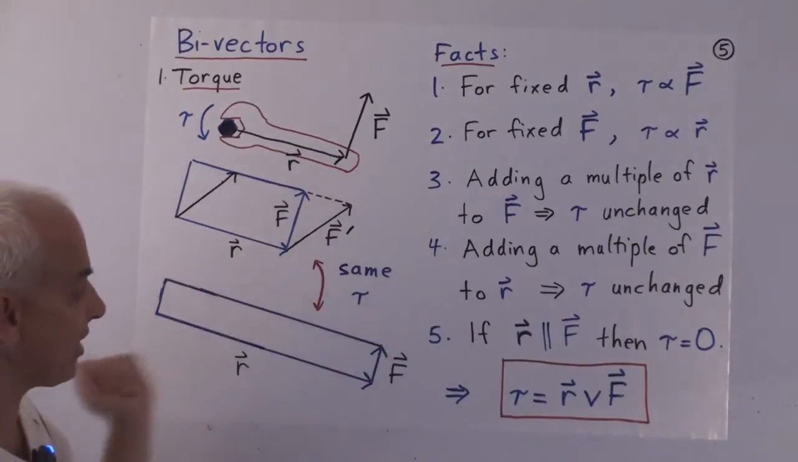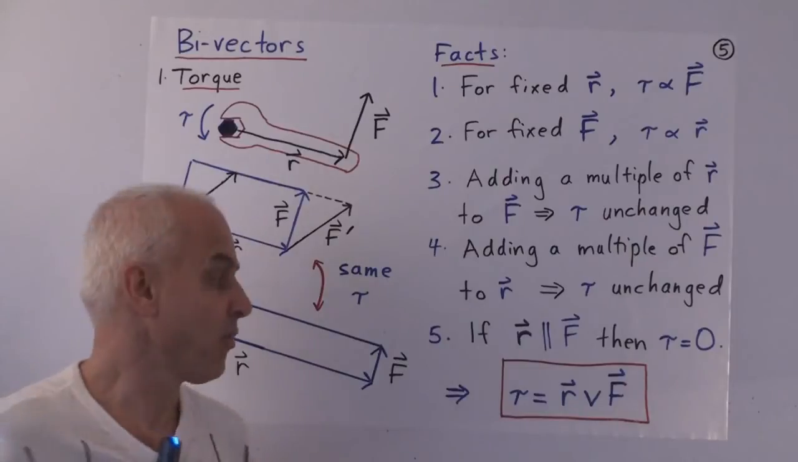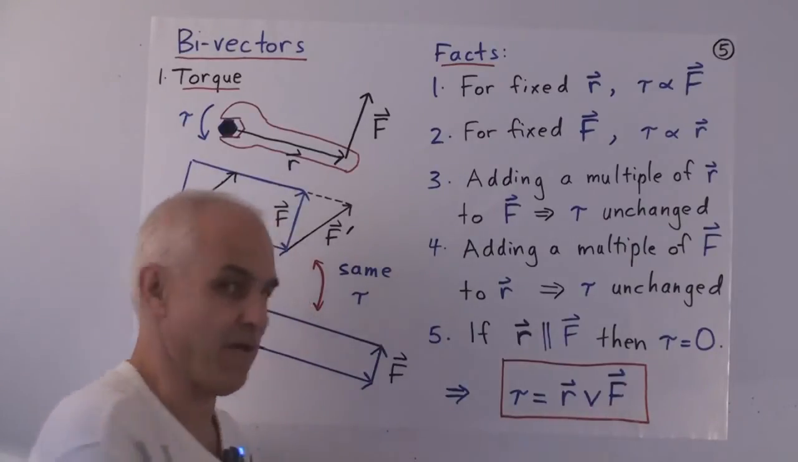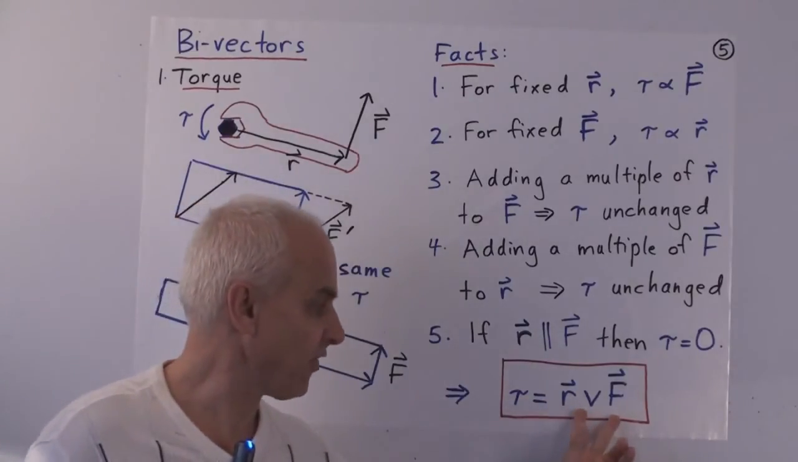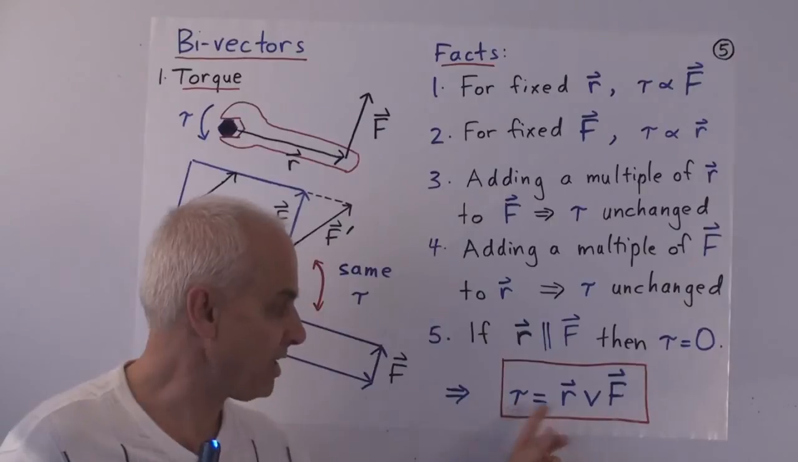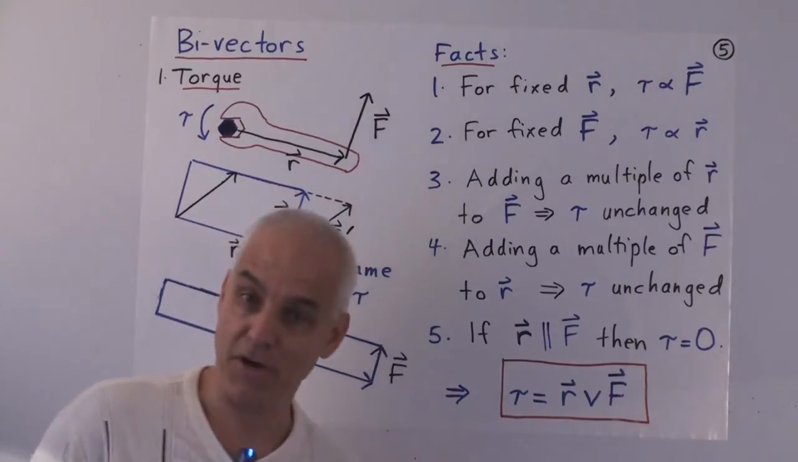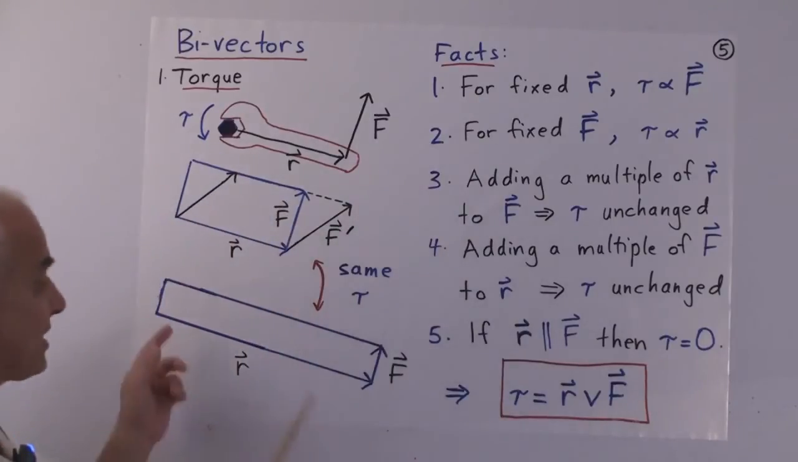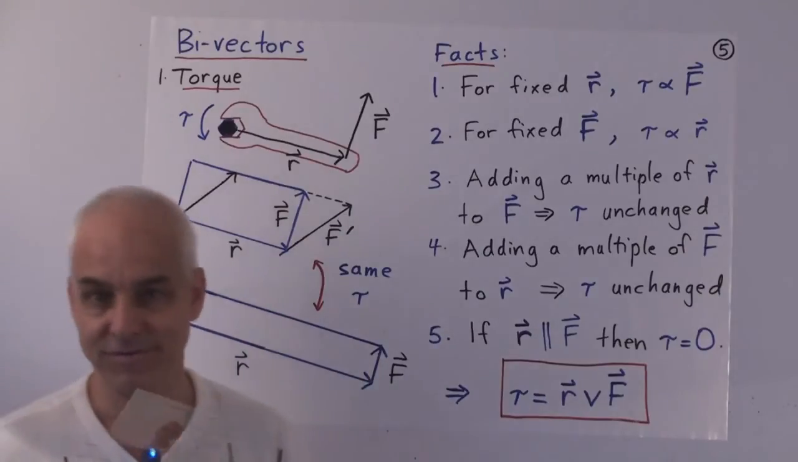So all of this is encapsulated by this idea that the torque is physically really the same as a bivector r wedge f. This is our first example of a bivector occurring in physics, where a physical quantity depends on two vectors in a way that's directly proportional to the area of the parallelogram formed by them, and which is unchanged if we scale one of them and unscale the other by the same amount.